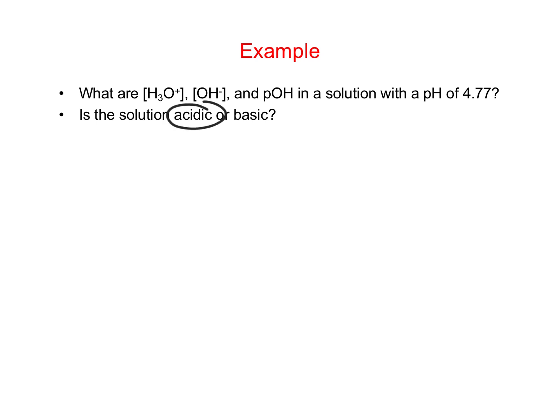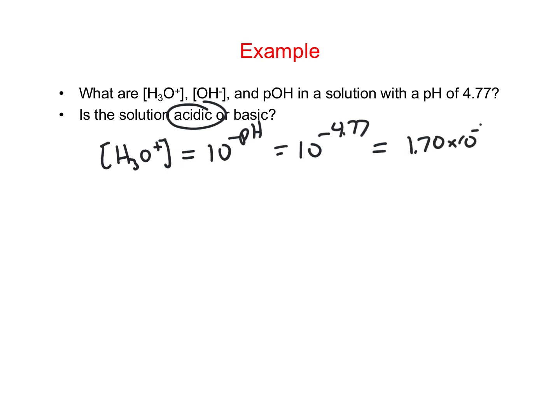All right, and there are a number of different ways that we could calculate these other properties of the solution. And so I'm going to attack it one way, but if you attack it different ways, as long as you get the same answer, you're doing just fine. So I'm going to get the hydronium ion concentration first. If I know the pH, then I can get the hydronium ion concentration because the concentration of H3O+ is going to be 10 to the minus pH. So I can say that that's 10 to the minus 4.77. And so then that gives me a hydronium ion concentration of 1.70 times 10 to the minus 5 molar.